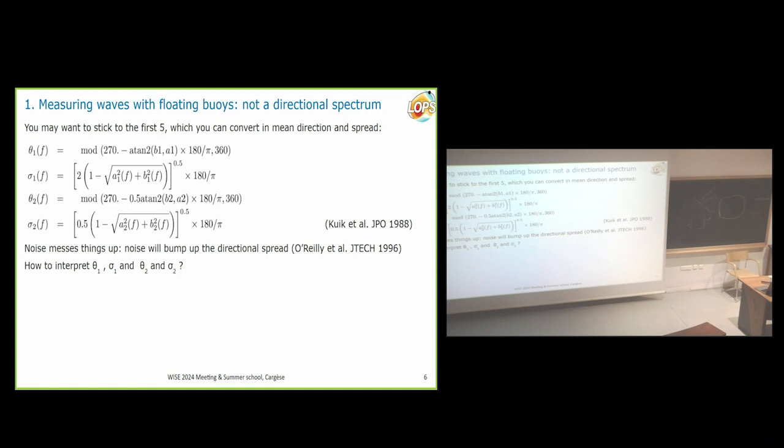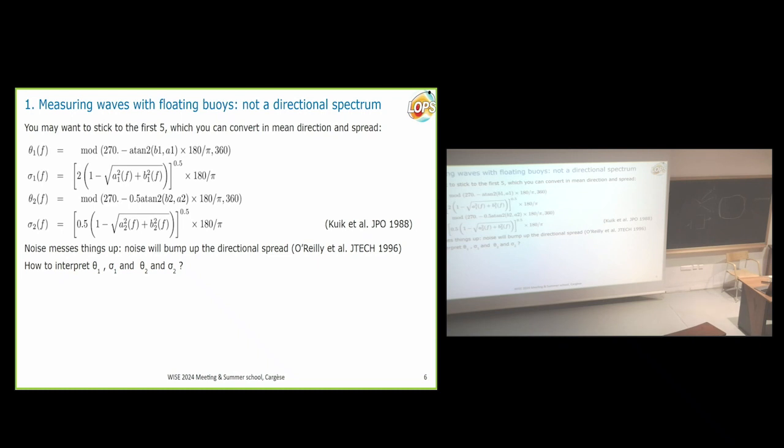All right, so the first five, A1, B1, A2, and B2, you can actually convert them to something which may be a little more easy to understand. It actually is a two-way conversion, so you don't lose information from going the first five to these theta 1, sigma 1, theta 2, and sigma 2. As you could go back and forth from one to the other, so that's a nice property.